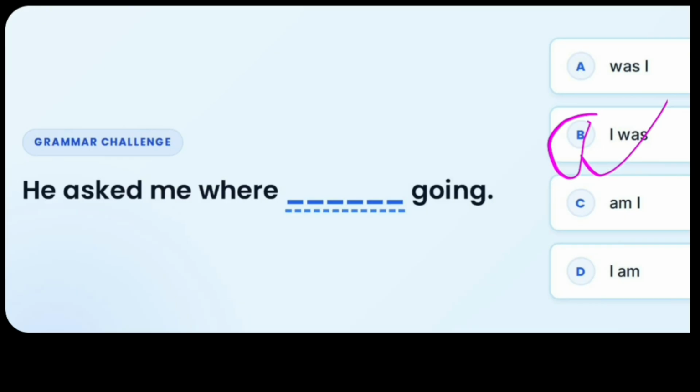Indirect or reported question used normal statement word order, subject plus verb, instead of question word order. For this reason, choice B is the correct answer.